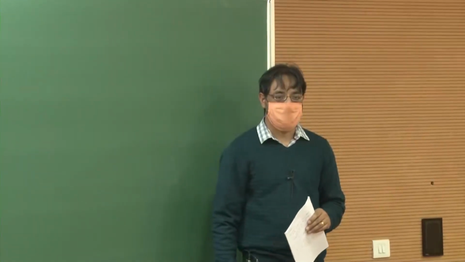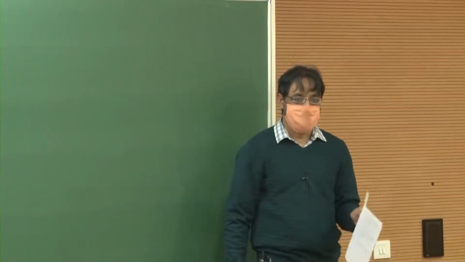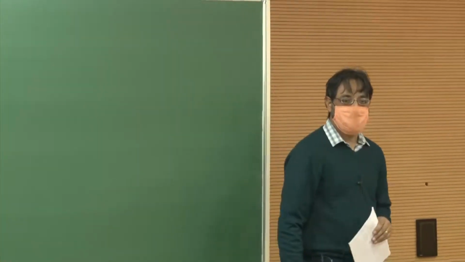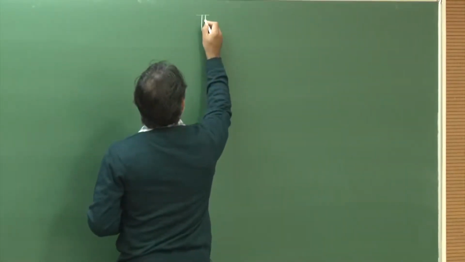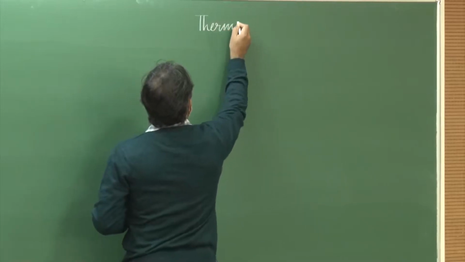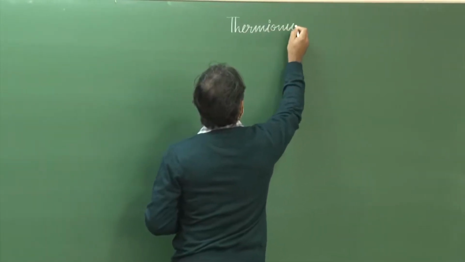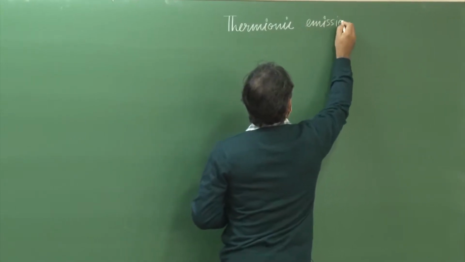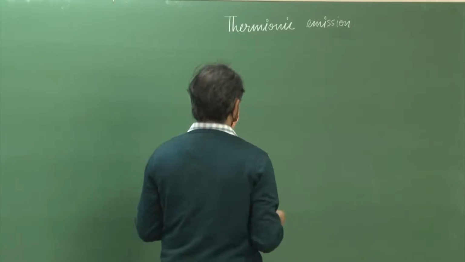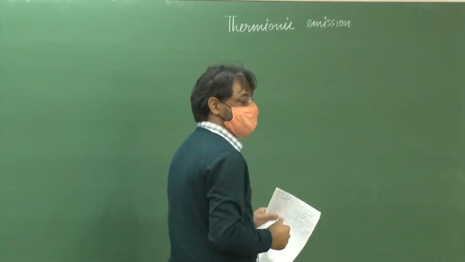There's an electron gun that emits electrons, and these electrons are moving around a circular path in the presence of a uniform magnetic field. You may have done that experiment in your second year. Okay, so this is basically what we are going to study today, thermionic emission, which refers to the emission of electrons from a hot metal surface.